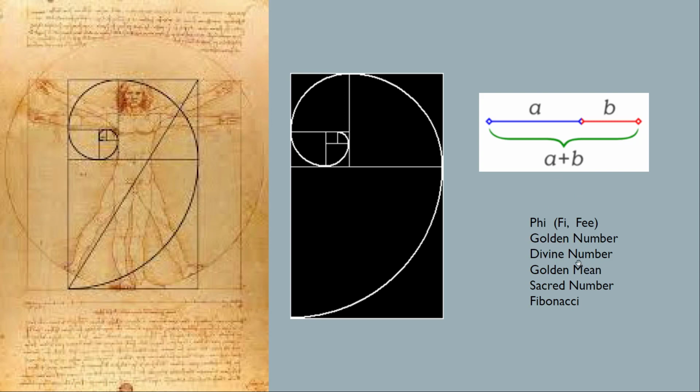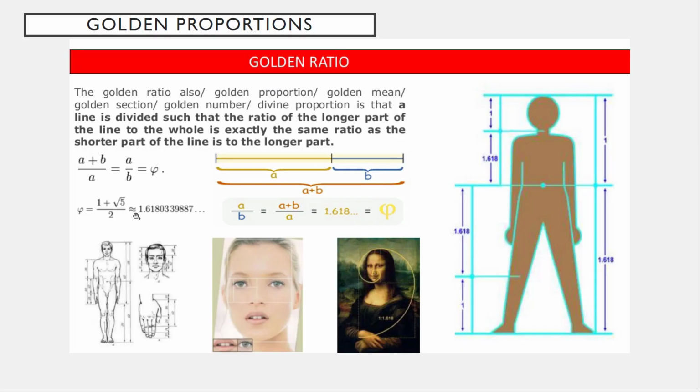It's also called the golden number, the divine number, the golden mean, the sacred number, Fibonacci number. But it's a measurement that's based on this number, 1.61803. So what does that mean? It means that if you take this measurement here, this is going to be 1 to 1.618 of that. But it's an infinite number, so it goes on and on and on, which is why it's like a divine number. This measurement is all over the human form in so many subtle ways.